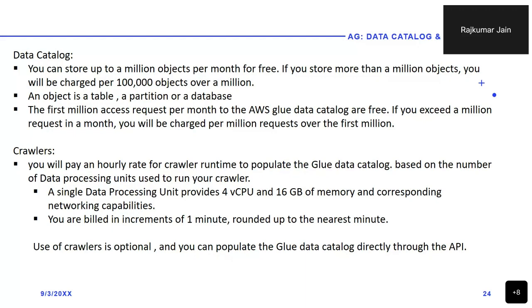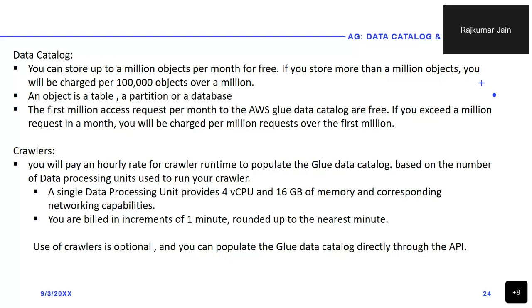Now crawlers. Let's come to the crawlers. You will pay an hourly rate for the crawler runtime to populate the Glue data catalog, based on the number of data processing units used to run your crawler. Here the crawler is costly because the job of the crawler is very crucial. It will detect your schema, go to the source system, and fetch whatever data is available. It will fetch all the data in one go and store it. So that's why it's a chargeable resource.